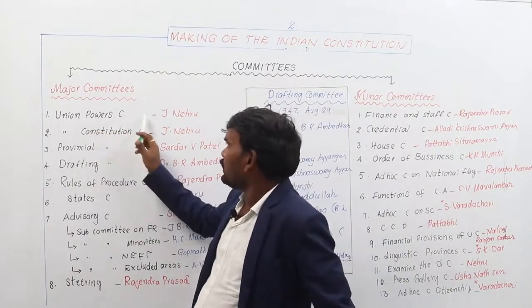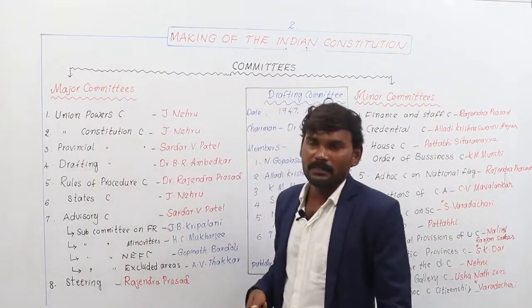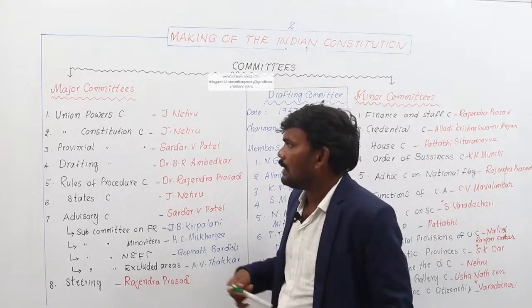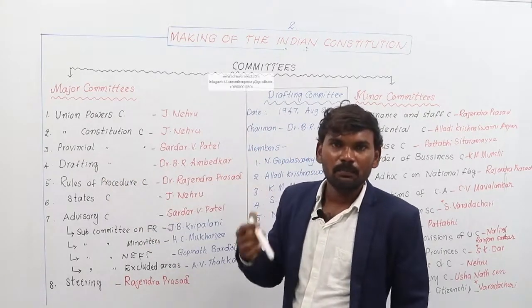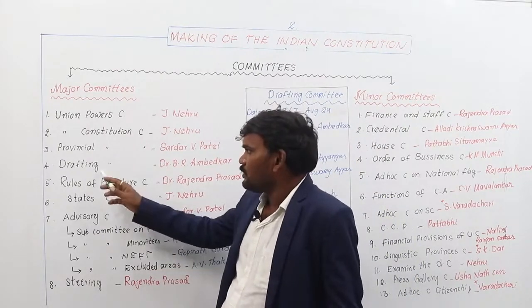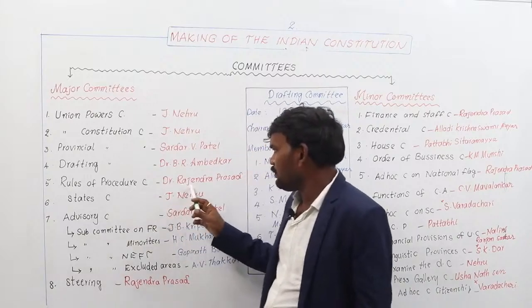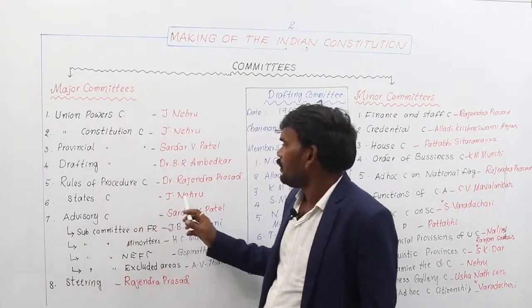Union Powers Committee is headed by Jawaharlal Nehru, and Union Constitution Committee is also headed by Jawaharlal Nehru. Provincial Constitution Committee is headed by Sardar Vallabhbhai Patel. Of all these 22 committees, the Drafting Committee is the most important committee, which plays a vital role in the making of the draft constitution. Drafting Committee is headed by Dr. B.R. Ambedkar. Rules of Procedure Committee is headed by Dr. Rajendra Prasad. States Committee is headed by Jawaharlal Nehru.